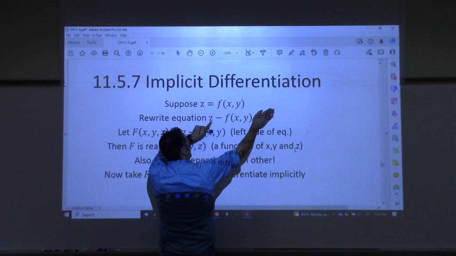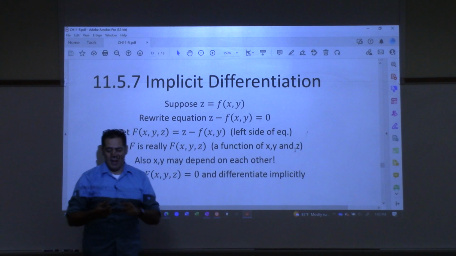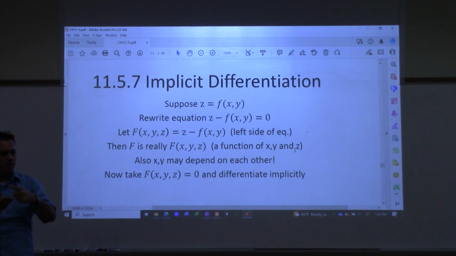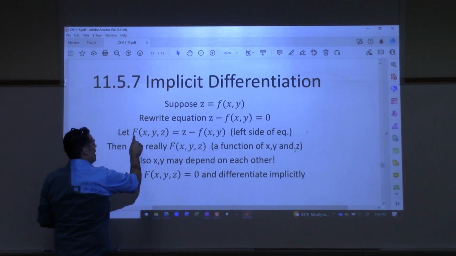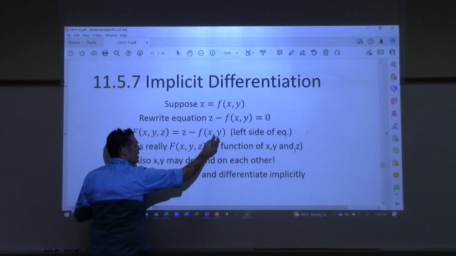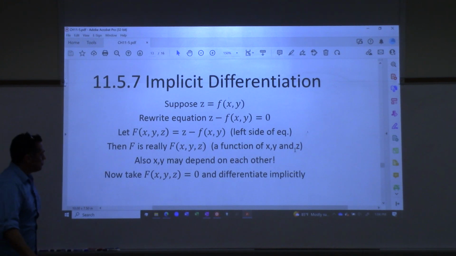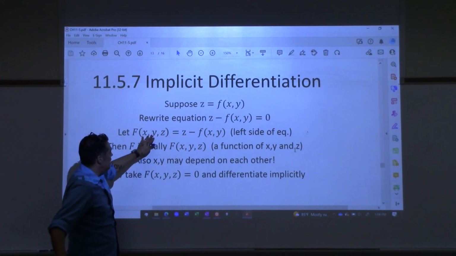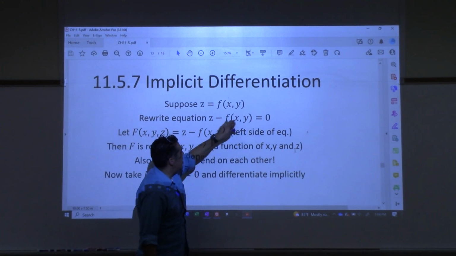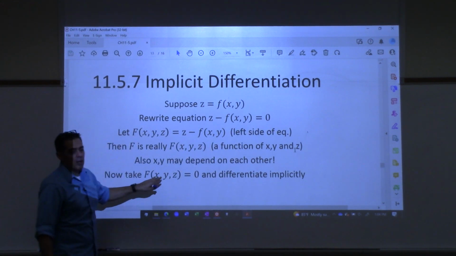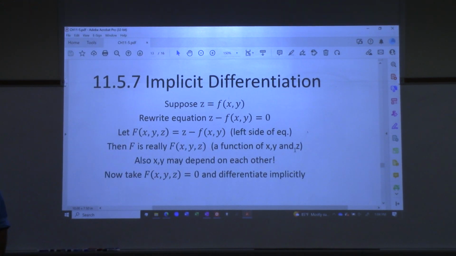That right there, that equation is an equation that contains x, y, and z, right? So it's an equation containing 3 variables, x, y, and z. And capital F depends on the value of the x, the y, and the z. So what we do now is we're going to take this equation, we're going to set this thing equal to 0, which would match with this equation up here. We're going to differentiate it implicitly.